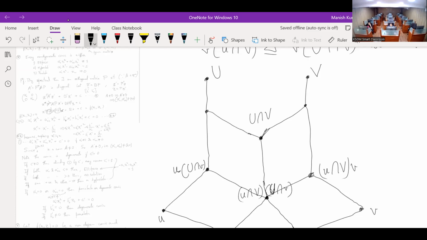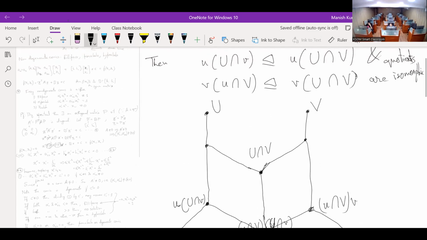So it will be U. So basically, U is contained in this thing, and U intersection V will contain. So the first factor is contained in the first factor. So the first factor we leave as it is. The second factor is contained in this. So this is just U intersection. So this is little U.